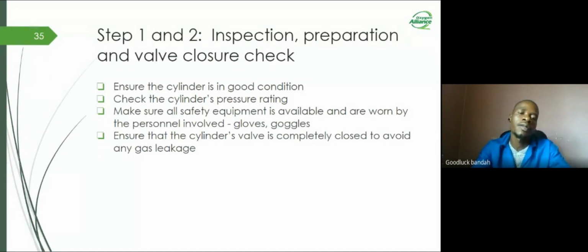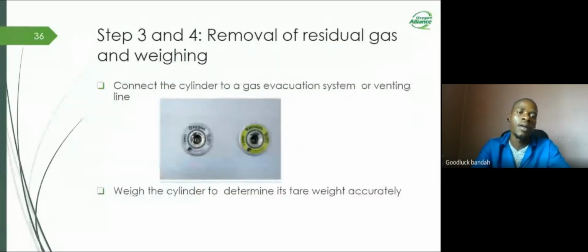As we know, oxygen is one of the components of the fire triangle. So once there is a leakage, there's high probability of a fire eruption. Now let's look at steps 3 and 4, which is the removal of residual gas and weighing.